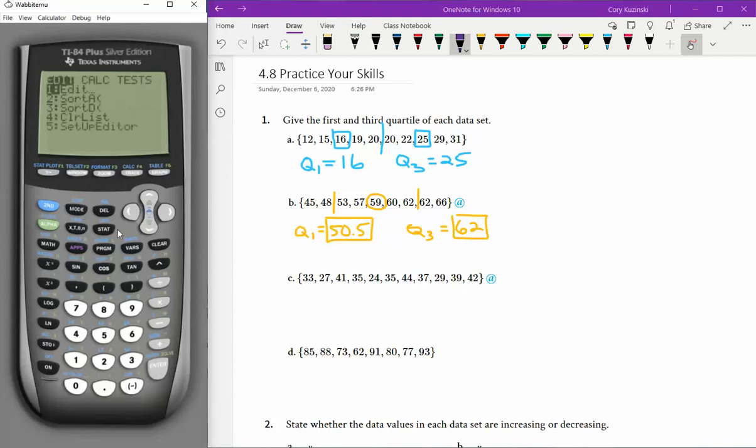I'll go back to my main screen. I'll hit Stat, Calculate, and I want one var stats, one variable stats. Hit Enter on that. Make sure it's list 1. Hit Calculate. If I go down to the bottom, it gives me my 5 number summary, which has the quartile 1 as 29, and quartile 3 is 41.